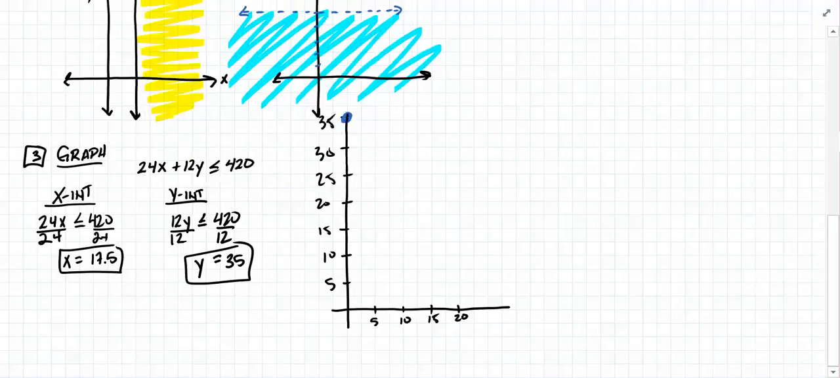And I want less than or equal to. So is my line going to be solid or is it going to be dashed? Solid. It's going to be solid. So I'm going to connect those two points with a solid line like that.